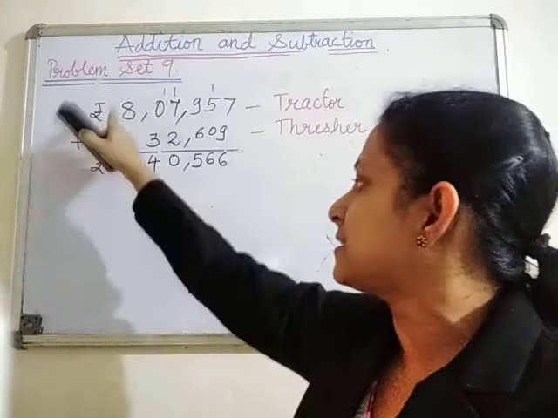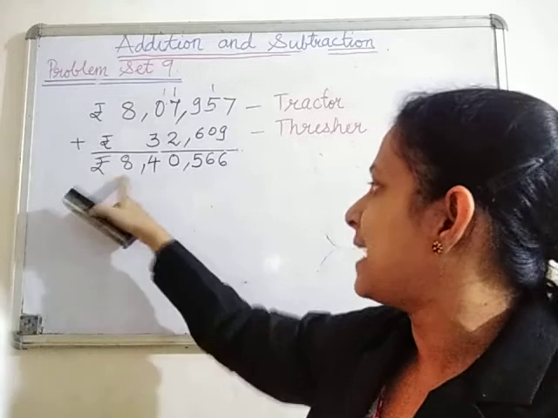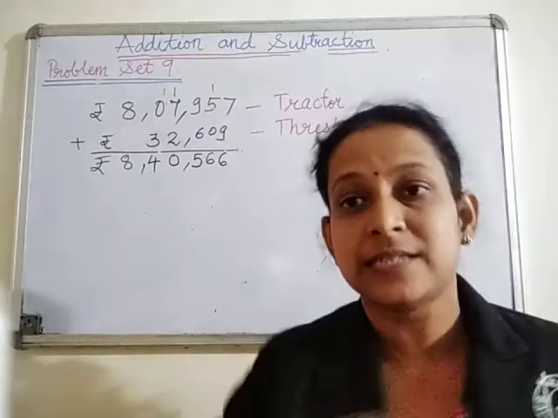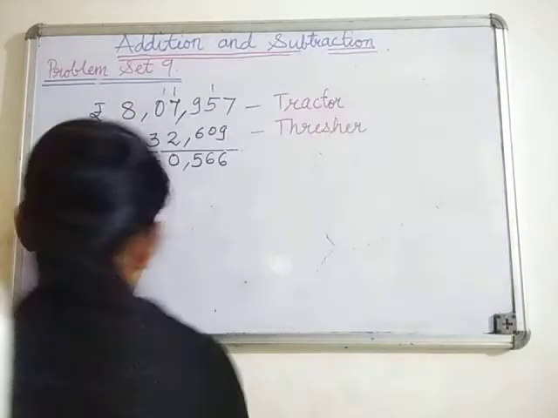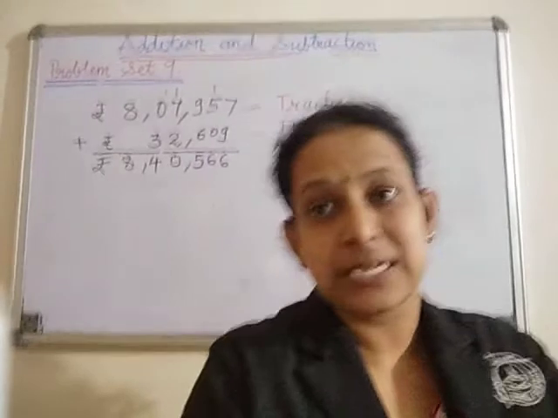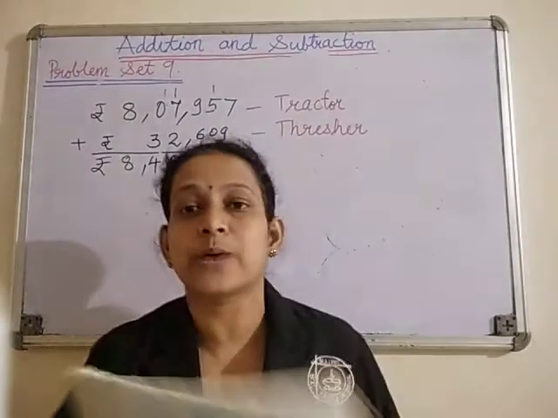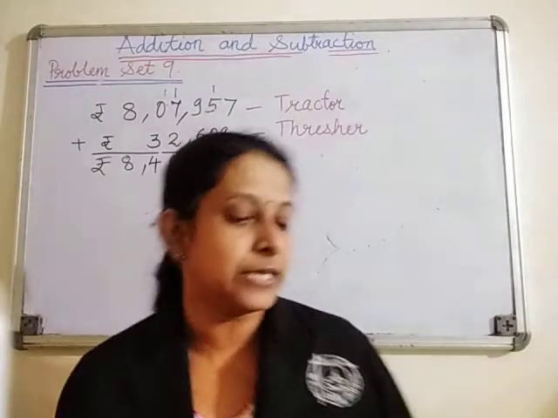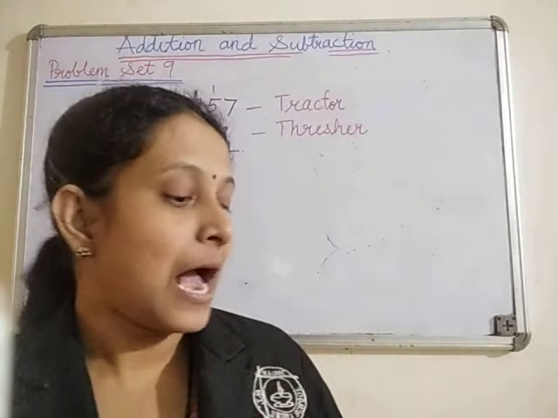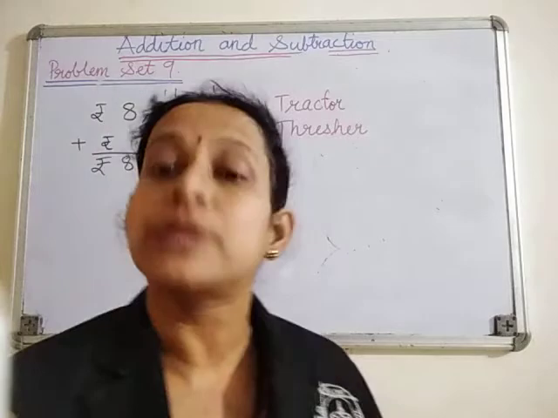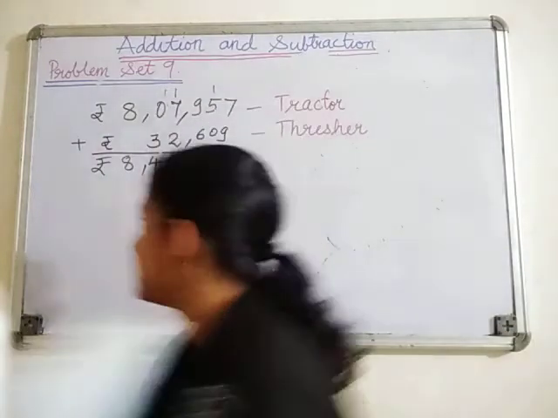So when you are writing here, you will write your rupees 8,40,566. So let's write according to what is the question asked, because we have to always write the statement below it. Fine, what will be the statement? How much money did she spend altogether? So what you are supposed to write?